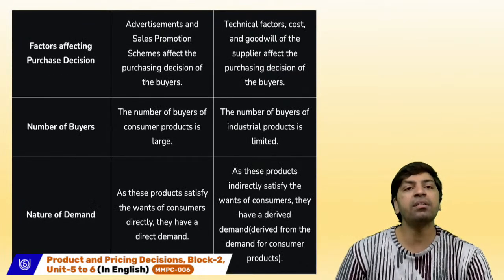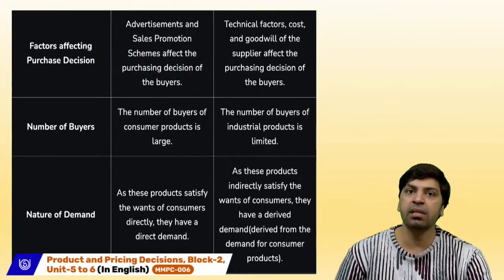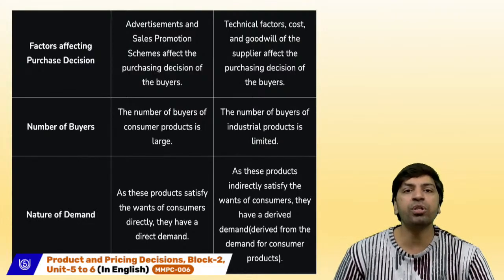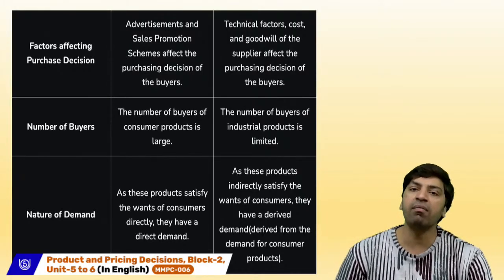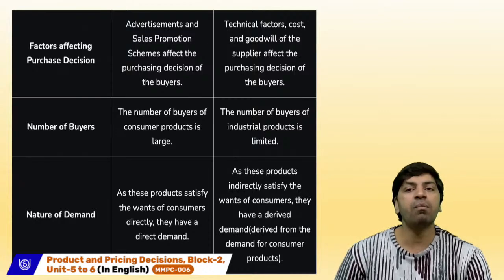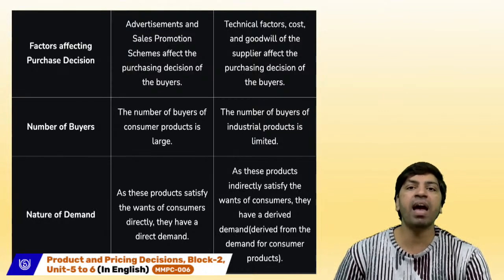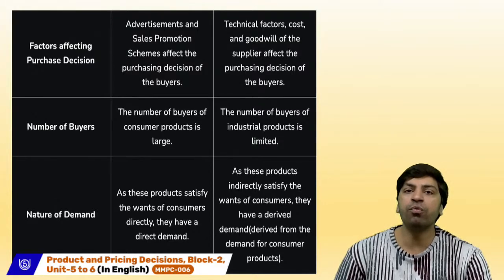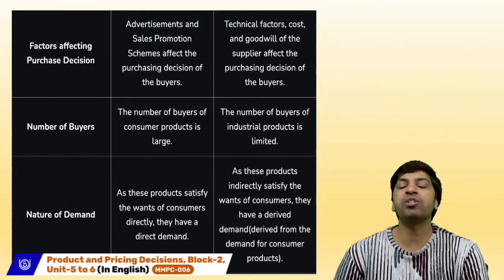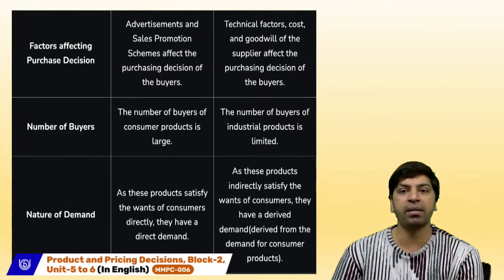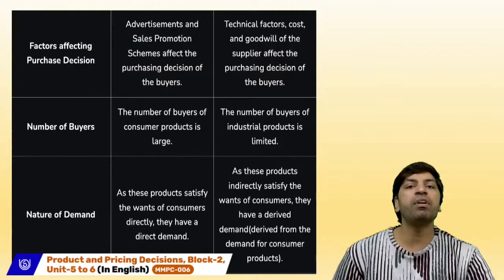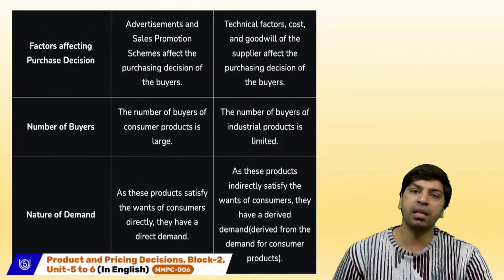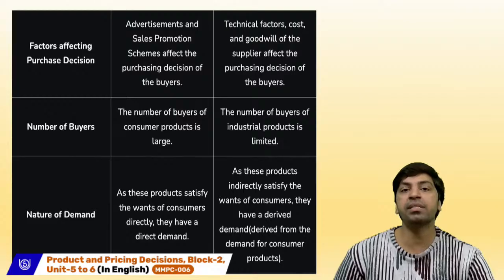Next is factors affecting the purchase decision. Advertising and sales promotion are common schemes which definitely affect the purchasing power of the customer. But when we talk about industrial products, technical factors, cost, and the goodwill of the particular supplier always affect the purchasing decisions of the buyer. The next one is the number of buyers. The number of buyers of consumer products is large, but in the case of industrial products it is limited.